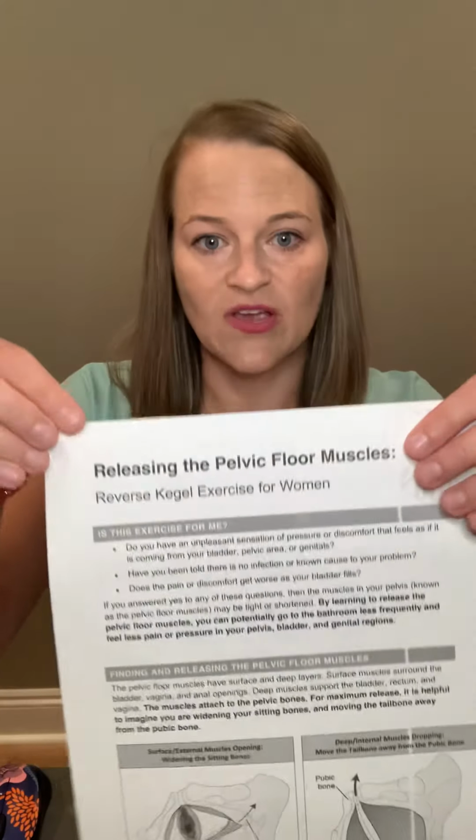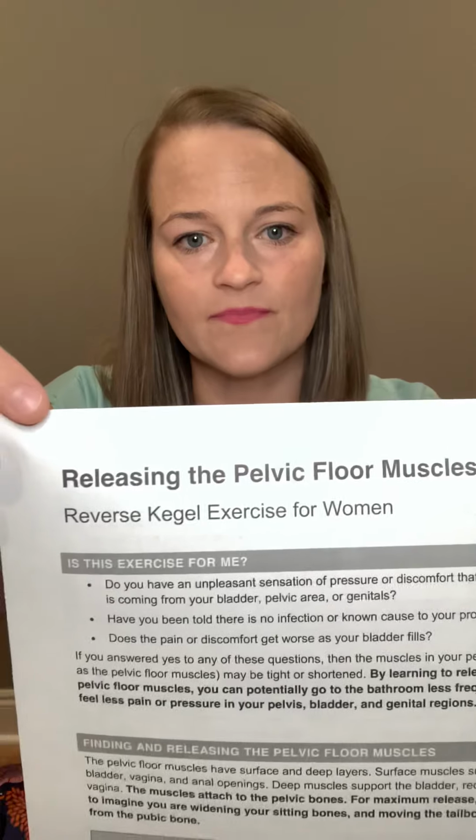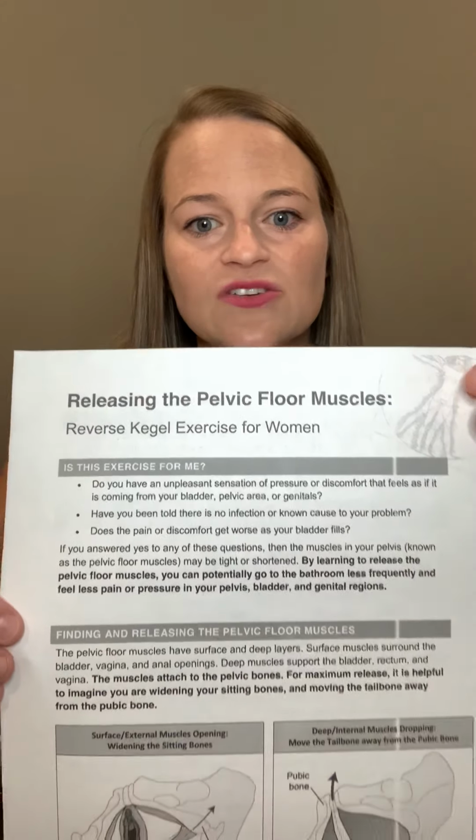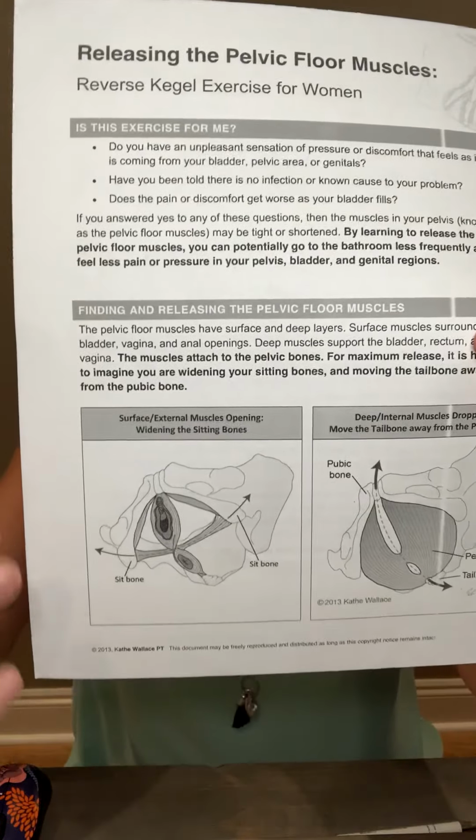This is really good for anyone who has frequency. You just went to the bathroom and 20 minutes later you feel like you have to pee again and you go in small volumes, or that diagnosis of overactive bladder. This can be very helpful for that, just to calm down the system. We call it a reverse Kegel, releasing the pelvic floor muscles, and here is our model.